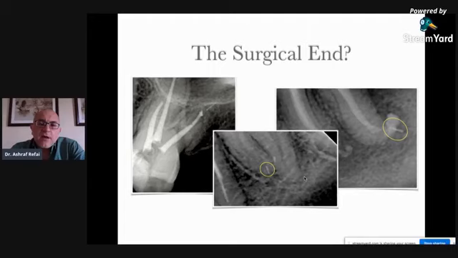And then, in the end, when all else fails, in some cases, instruments pushed out of the apex, even instruments at the apex, are not removable. Not all cases can be removed simply and easily. Some cases need to be removed surgically, and that's a story for another day. The surgical treatment of unretrievable instruments.